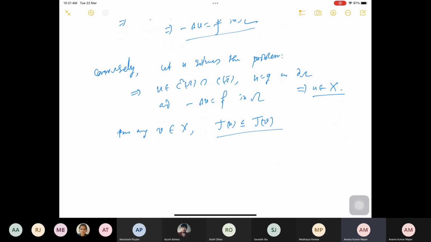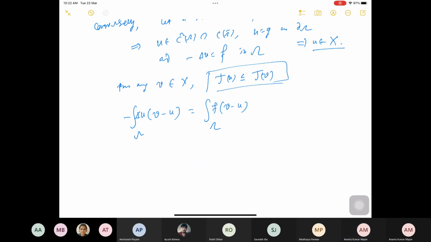Okay. So this part actually we try to show it. Now look at what I know: minus Laplace u is equal to f in omega. So from there, if I multiply it by v minus u, this should be f of v minus u. Now you integrate with respect to omega, over omega.